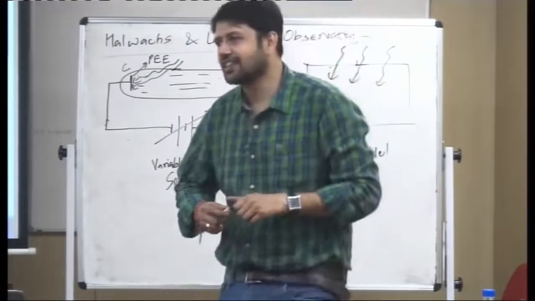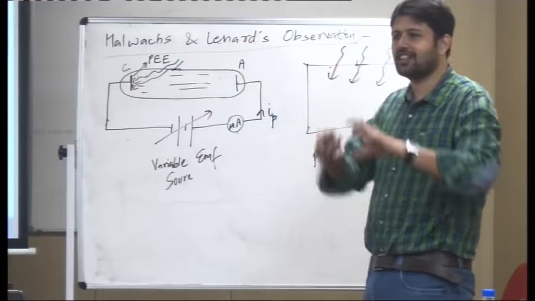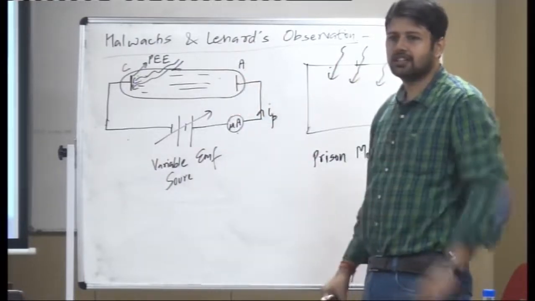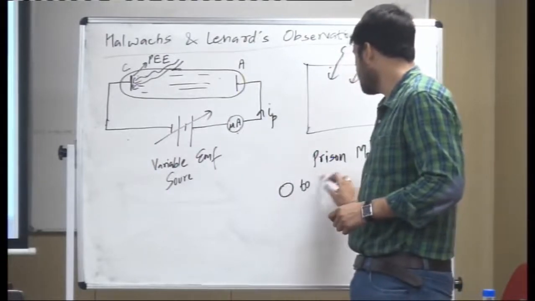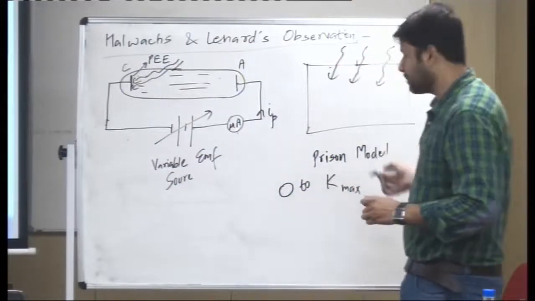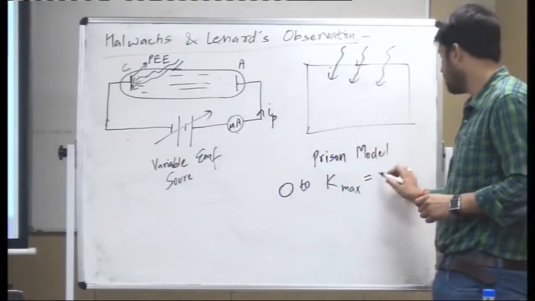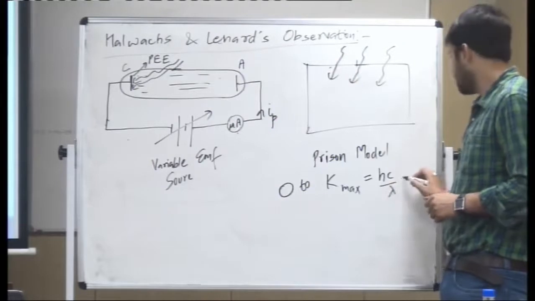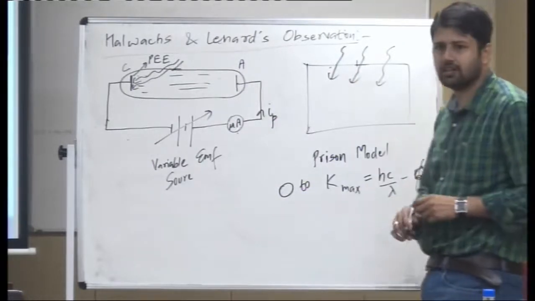The richness of the prisoners is in a range from 0 to some maximum value. So similarly, the electrons have energy in a range from 0 to, let's say, K max, the maximum kinetic energy. The maximum kinetic energy is what? The energy supplied by a photon is nothing but hc by lambda. Out of this, the work function is spent and the rest they carry.